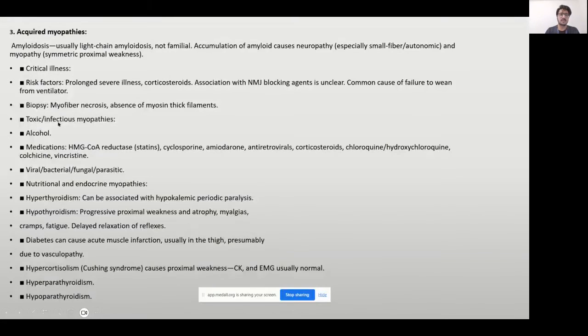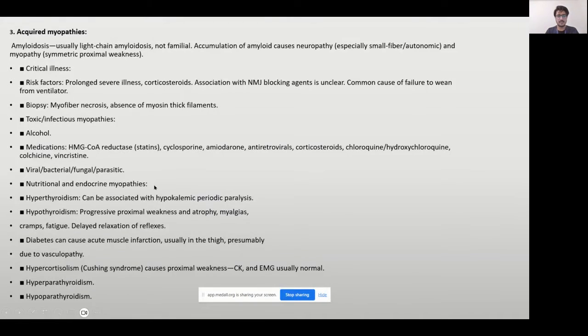The other causes are toxins and infections, such as bacterial, viral, parasitic, and fungal infections. Alcohol very commonly can cause myopathy. There are medications very commonly known, statins, as we all know. They can affect HMG-CoA reductase and lead to myopathy. There are some other medications: cyclosporin, amiodarone, antiretroviral medications, of course steroids, antimalarial medications, and chemotherapy medications, which can also cause myopathy.